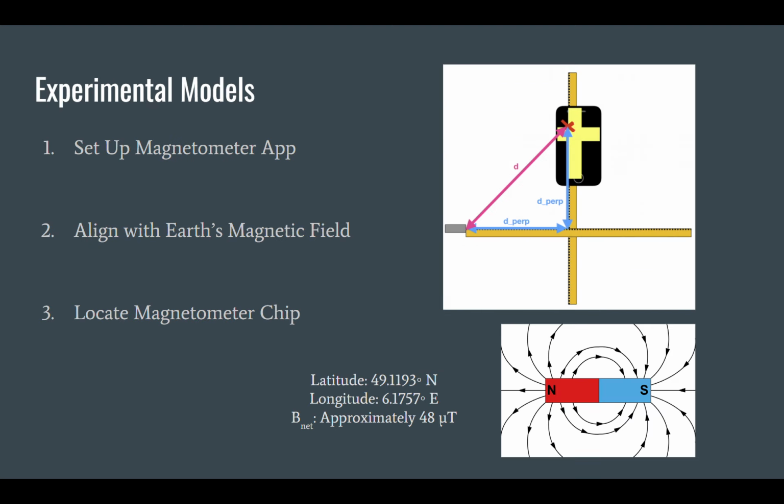To set up the experimental models, the Earth's magnetic field was taken into account by rotating the phone until the x component was 0, making it aligned with the Earth's magnetic north-south axis. For this experiment, the Tesla meter app was used and the axis was defined. The location of the magnetometer chip in the phone was found and is located where the two upper edges of the tapes intersect.